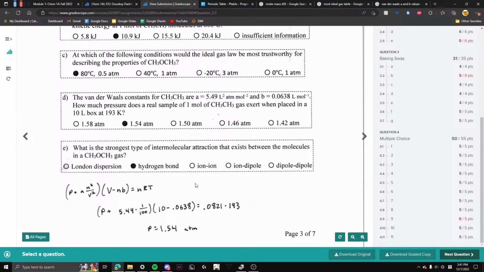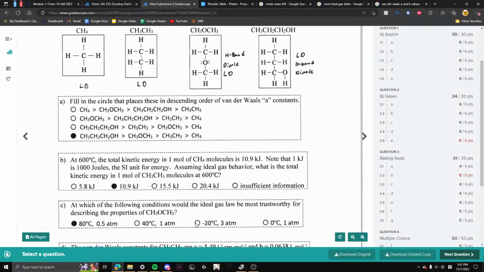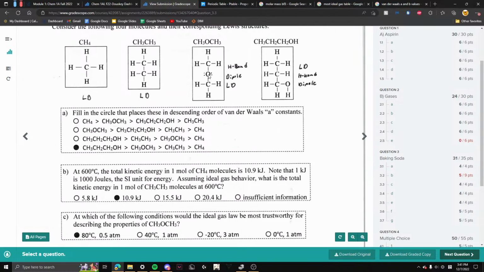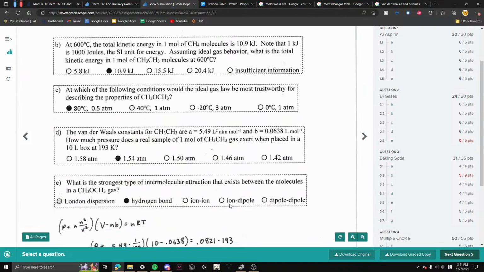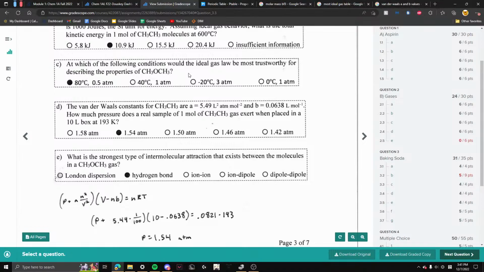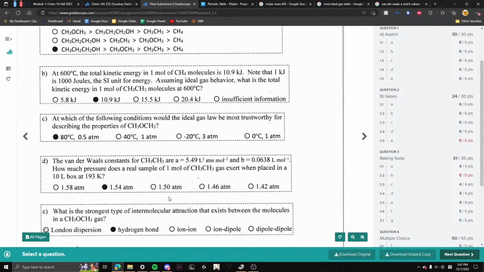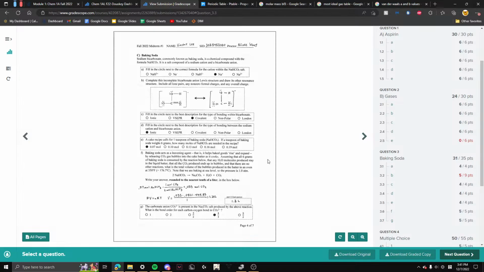What is the strongest type of intermolecular attraction that exists? Did I get this one wrong? Yeah. I said hydrogen bond. I don't think that's right because it technically can't hydrogen bond. So it would probably be dipole dipole. Is that the right answer? Yeah, it's dipole dipole. I overthought it because I thought technically, yes, this thing can hydrogen bond slightly, but it's not like an actual real hydrogen bond and attraction. So it's dipole dipole. Moving on.